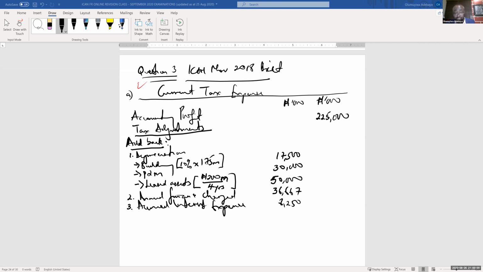Also, fines. We are told that fines and penalties from this question are not allowable for deduction for tax purposes. And how much is the fine? The fine is 25 million. Fines and penalties, 25.